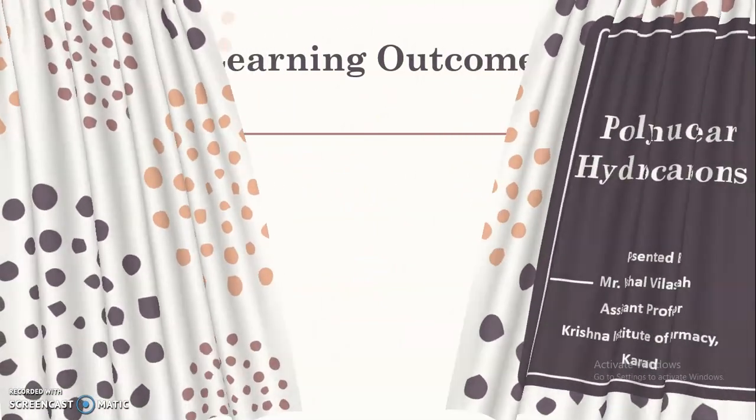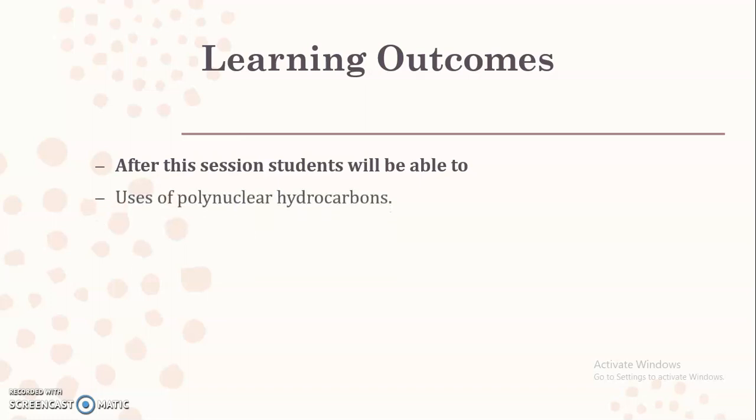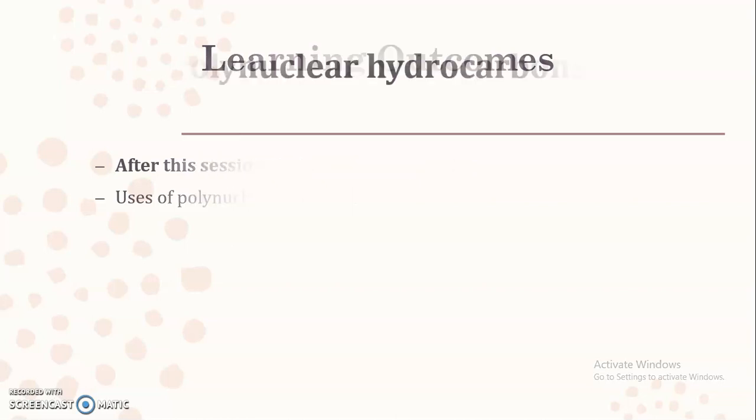Before that, we will see the learning outcomes, meaning after completion of this session what you can understand. After this session, learners will be able to understand the uses of the different polynuclear hydrocarbons. All these polynuclear hydrocarbons include naphthalene, its derivatives, then phenanthrene, anthracene, also its derivatives, diphenylmethane as well as triphenylmethane. One by one, we will see the different uses of these particular compounds.